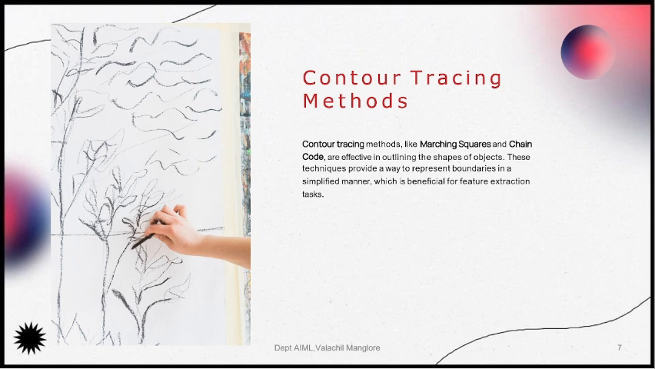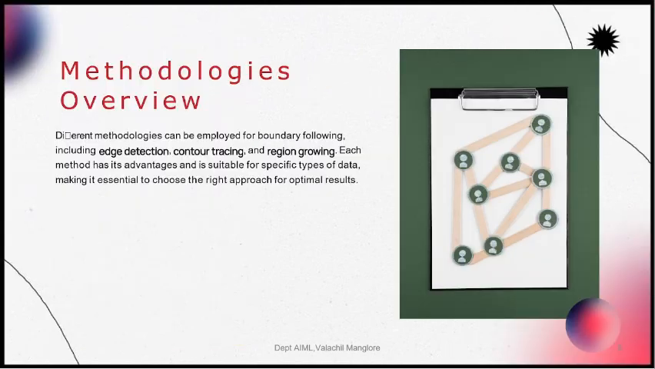Contour tracing methods are used to effectively outline the shapes of objects. This technique provides a way to represent the boundary in a simpler and easier manner, which is beneficial for feature extraction tasks. Some feature extraction, contour tracing, this method can be used in boundary extraction. Next one, methodologies overview.